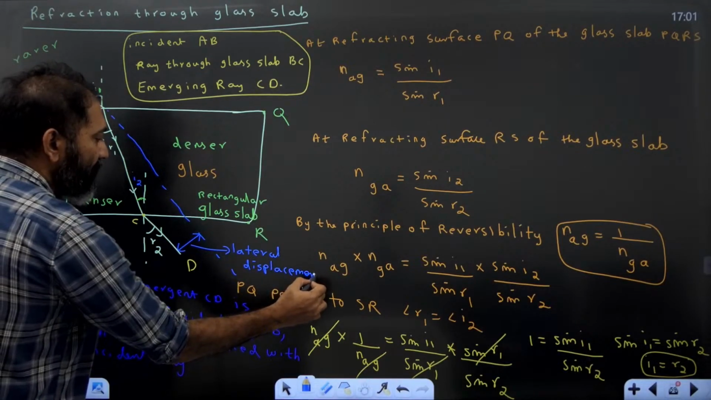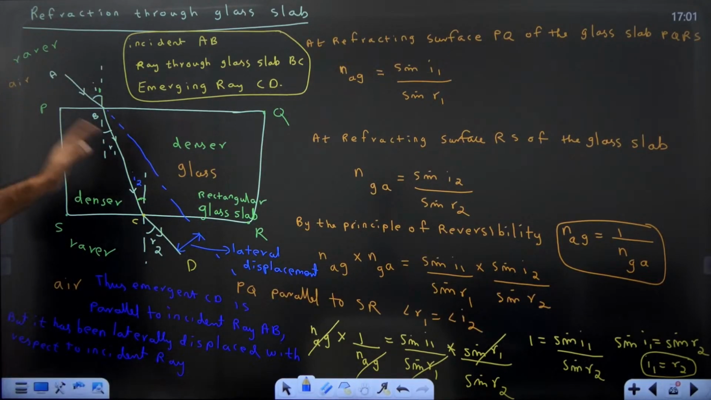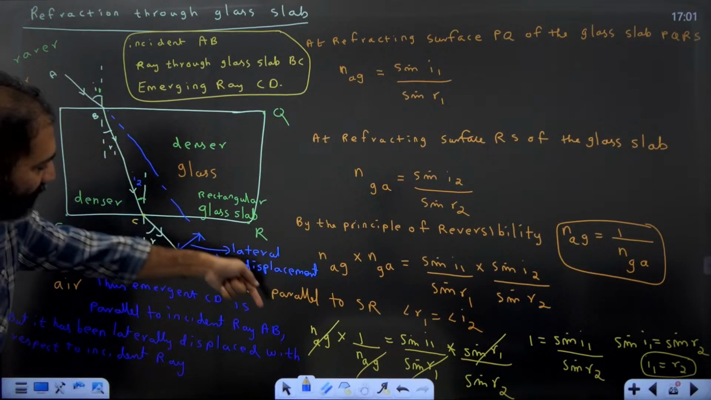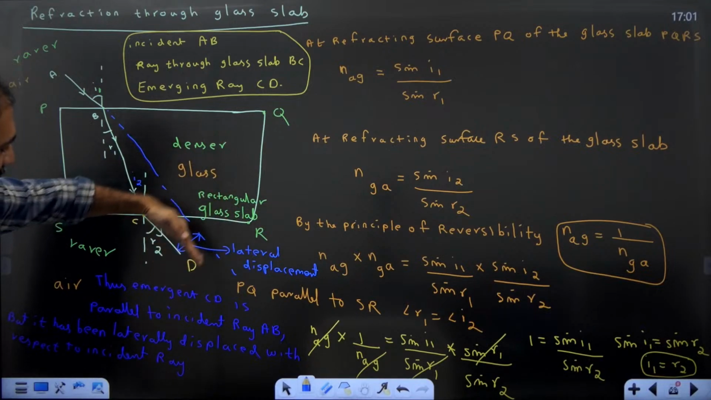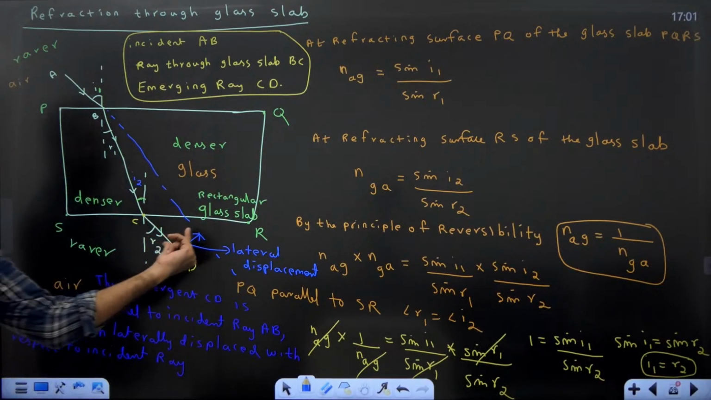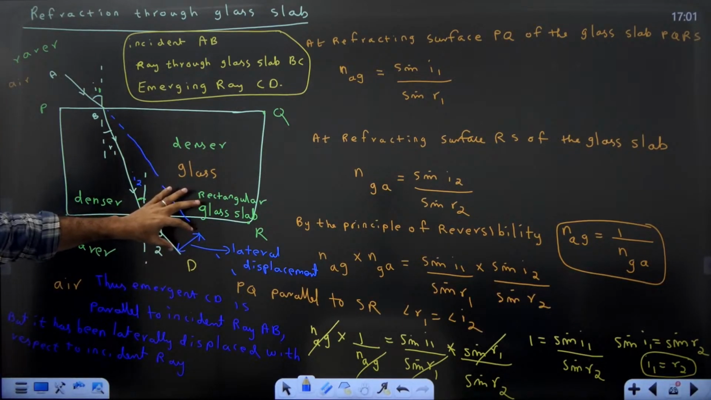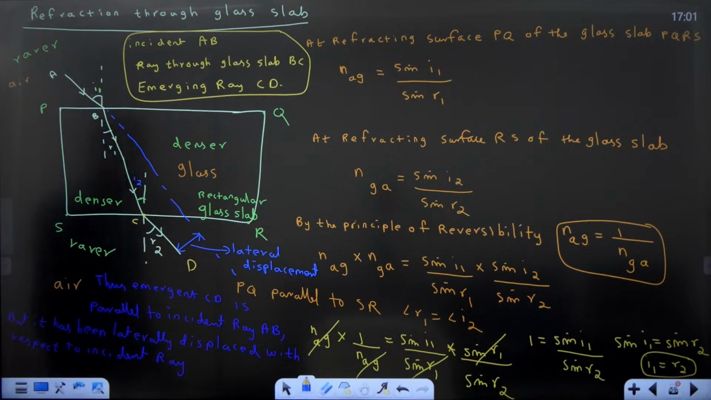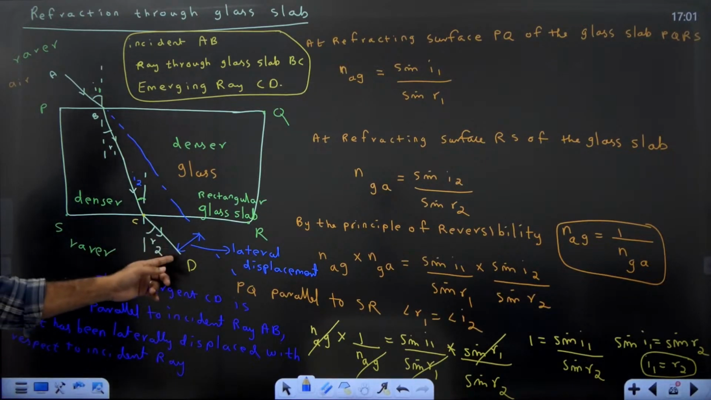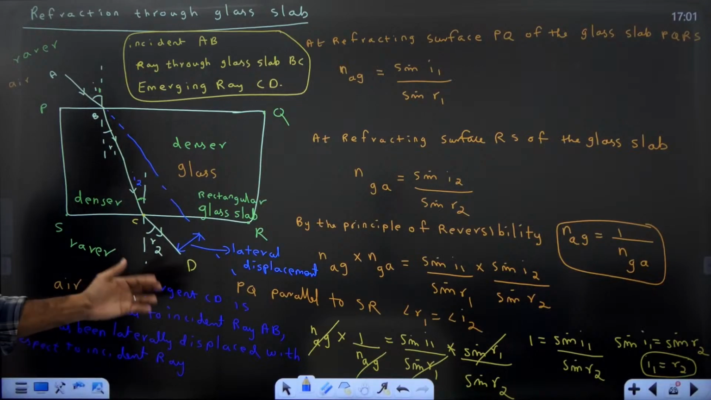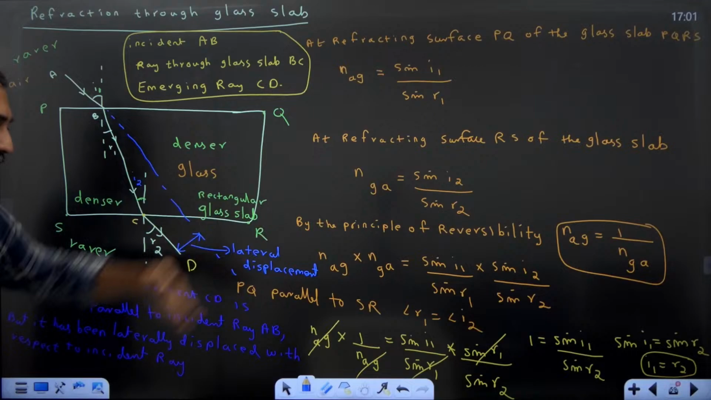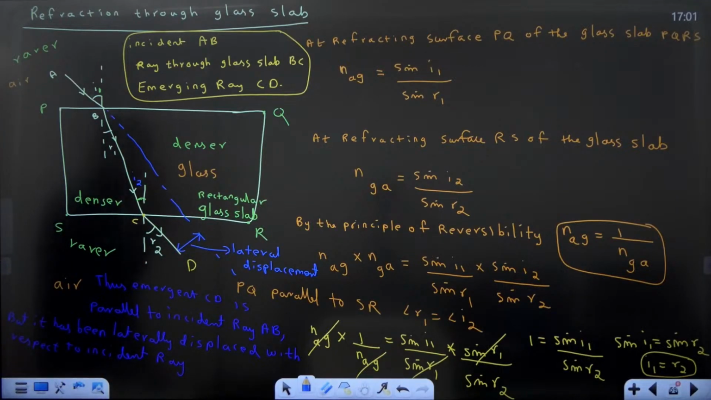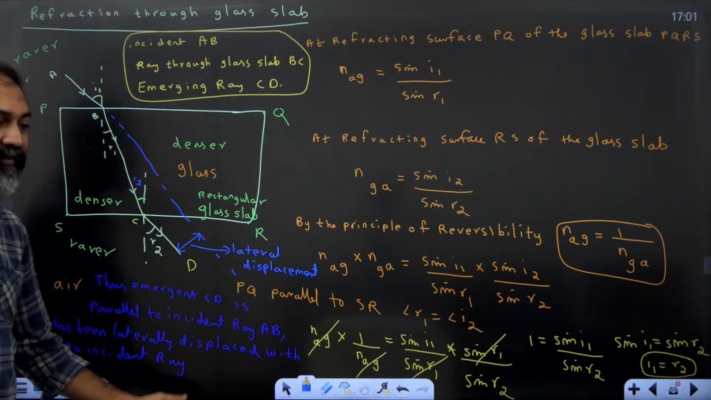Please concentrate. Suppose there was no glass slab, the ray would have been traveling in this direction. Now, because of the glass slab, it has laterally displaced. This perpendicular distance is called a lateral shift. Thus, emergent ray CD is parallel to AB, but it has been laterally displaced with respect to incident ray.